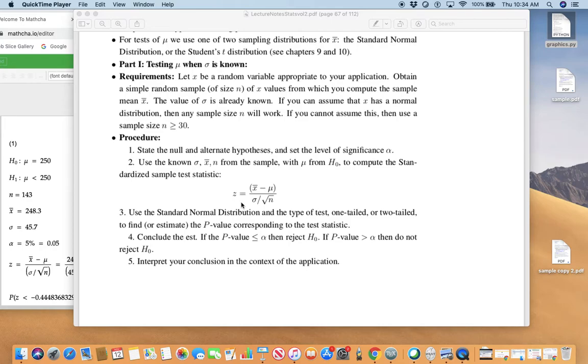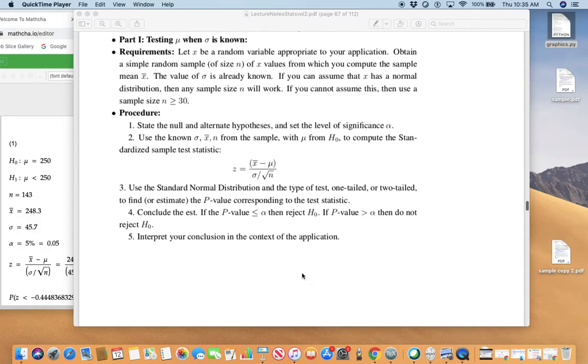Then conduct the corresponding p-value search. Okay. You find the p-value, be it left-tailed, one-tailed, two-tailed, and then if the p-value is less than or equal to the level of significance, then reject H naught. If the p-value is greater than alpha, then do not reject H naught.